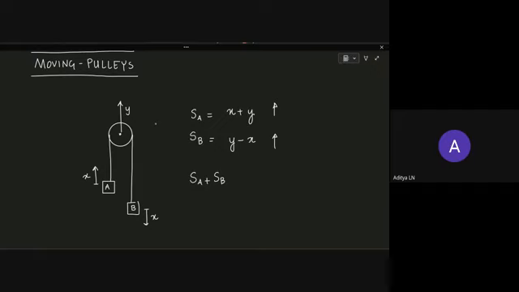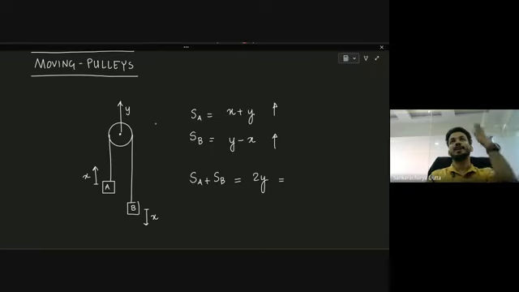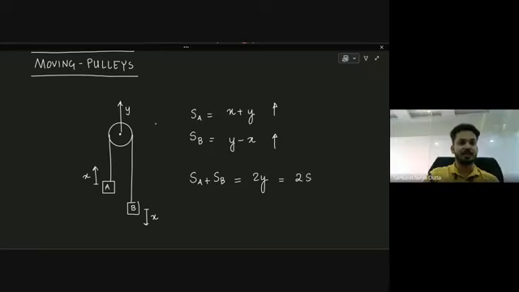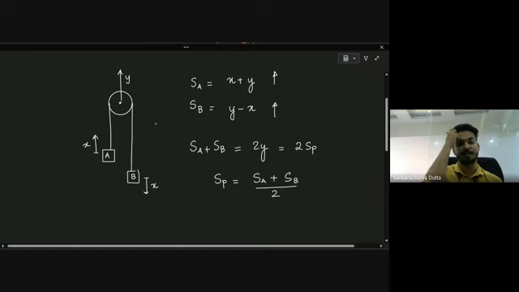2Y. It's 2 times Y. But what is Y? The movement of the pulley. Yes, the displacement of the pulley. Okay, so this gives rise to the constraint equation for a moving pulley, which is that the displacement of the pulley is actually the displacement of one of its ends plus the other end divided by 2. It's the average of the displacement of the two ends of the pulley. That is the displacement of the pulley.